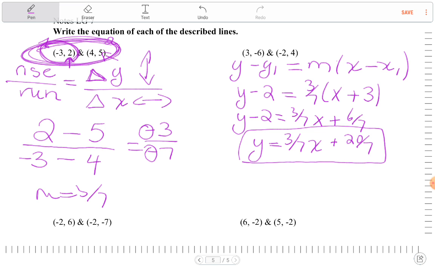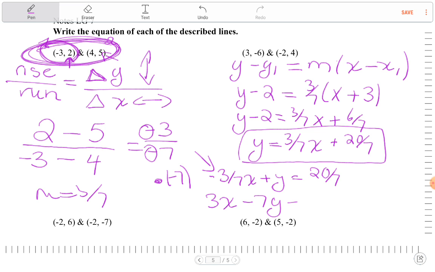Let's bring it into standard form by bringing the x over. And then remember from yesterday, I cannot have an x that is negative or a fraction. So if I multiply the whole equation now by -7, everything will turn out how I need it to be. In this case, this turns into 3x minus 7y equals -20.